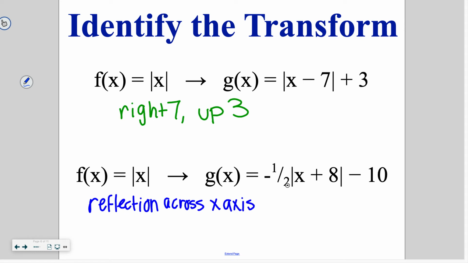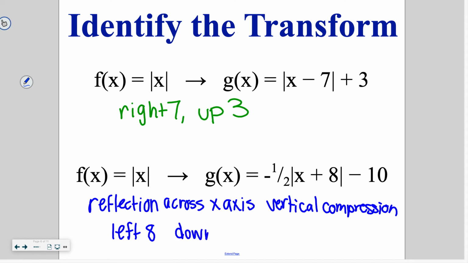This 1/2 part tells us that it is a vertical compression. It is getting smaller because 1/2 is between 0 and 1. Then this plus 8 tells me that I'm moving to the left 8 units, and the minus 10 tells me I'm going down 10 units. So each piece that was added on to the absolute value, the negative, the 1/2, the 8, and the 10, all of those tell us something about how the graph has moved.